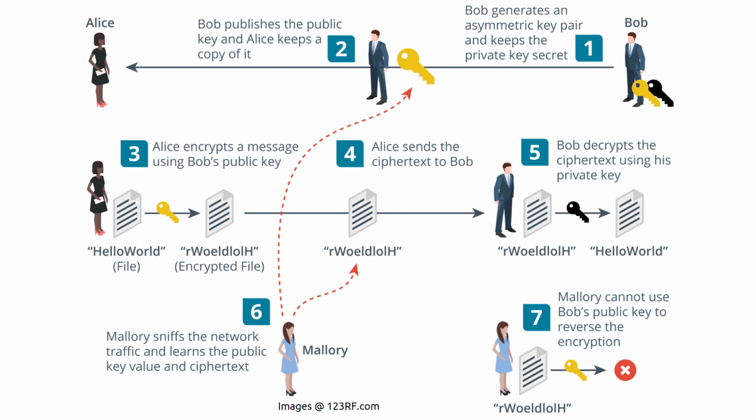And then possibly if Mallory comes in and tries to sniff the network, and learns the public key value and ciphertext, she can try to inject some sort of malicious file into that document, but Mallory cannot use Bob's public key to reverse the encryption because she doesn't have access to Bob's private key. That's exactly how it would work.